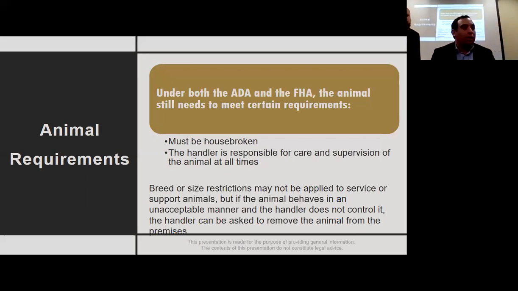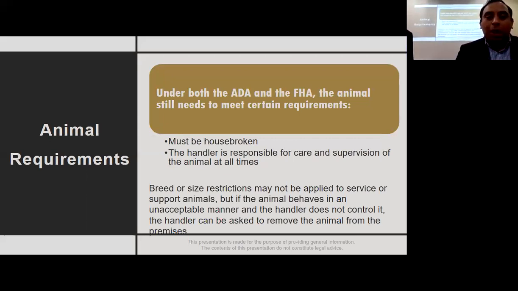You've got to make sure that everything is set up, and that there's documentation that it was this service animal and not some other wild loose dog that's out there. But it is possible. You can't limit the type or breed of a dog or of any other pet with regards to a service animal or a support animal.